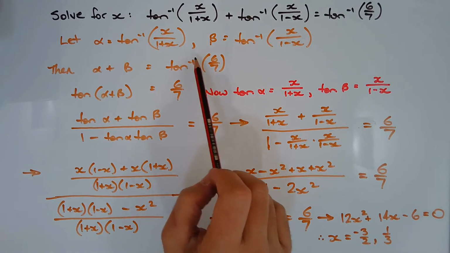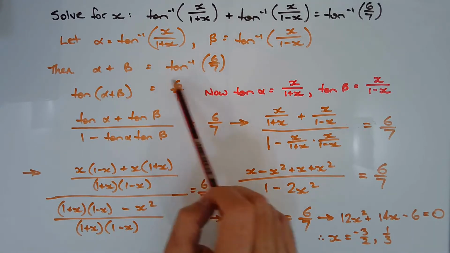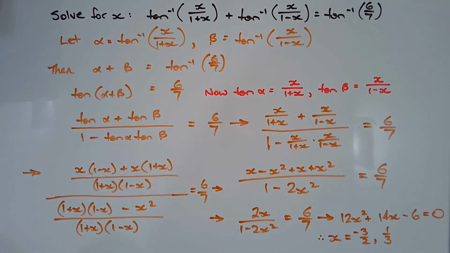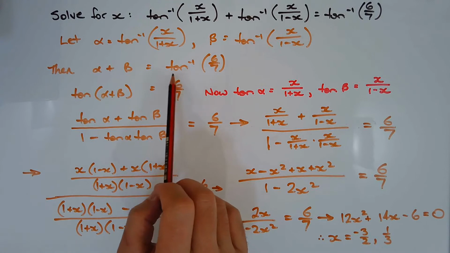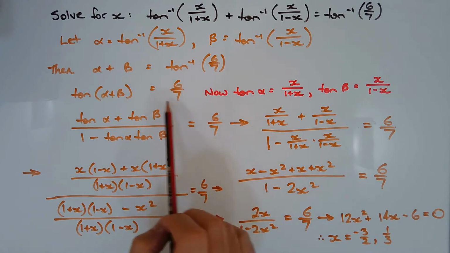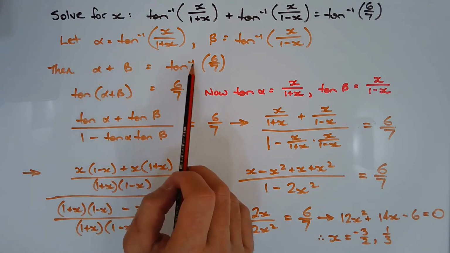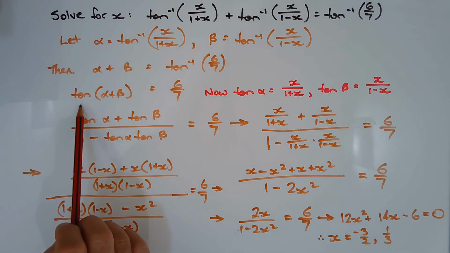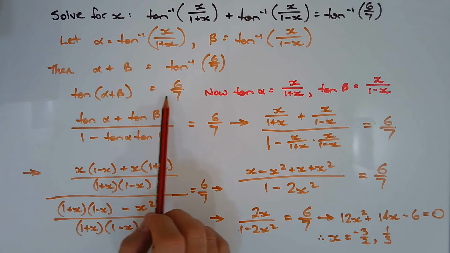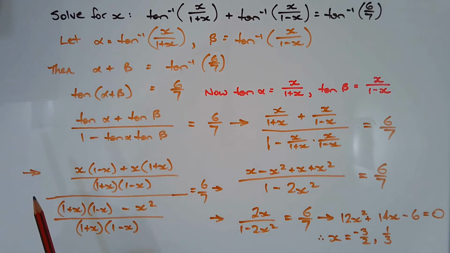Now to eliminate the inverse trig function there, we can take the tan of both sides. So the tan of inverse tan of 6 on 7 is just 6 on 7, of course, but what you do to one side, you've got to do to the other as well. So then you end up with tan of alpha plus beta is equal to 6 over 7.